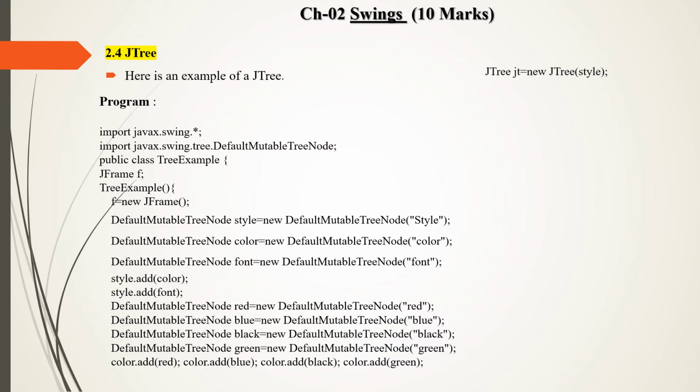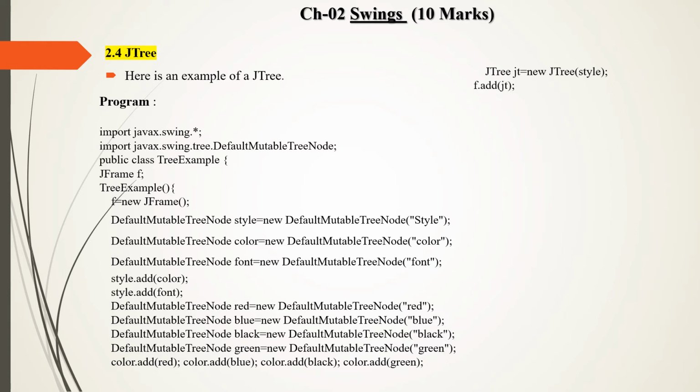Then we define the root node of JTree. jt is equal to new JTree, and in the constructor of JTree we pass the root node. So in this way we define our root node. Here we only create the nodes, and the node which is passed in the constructor of JTree, that node is our root node.